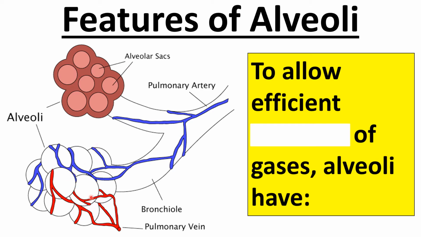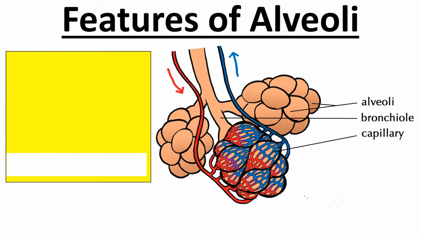In order for the alveoli to allow that gas exchange to happen efficiently, this is diffusion of gases, diffusion just meaning the movement of something from a higher to a lower concentration. Alveoli have certain features that allow that to happen, to allow the gases to move easily back and forward.